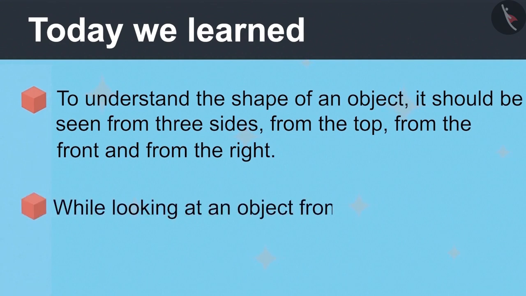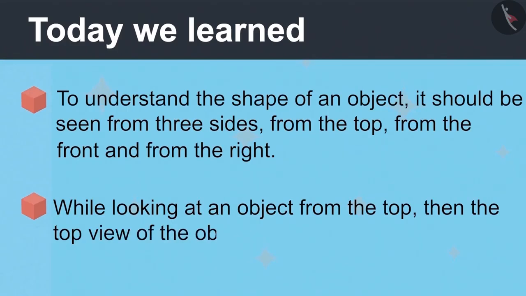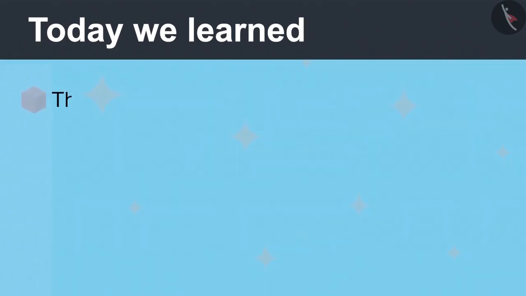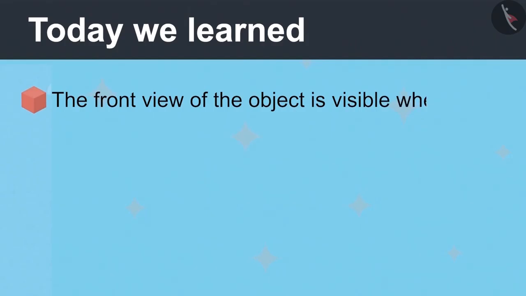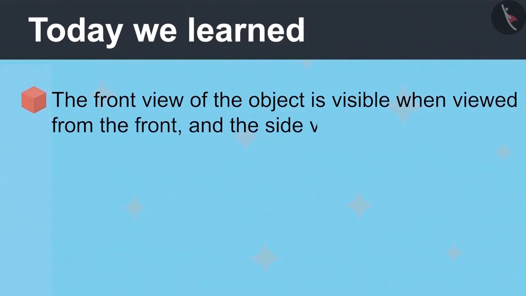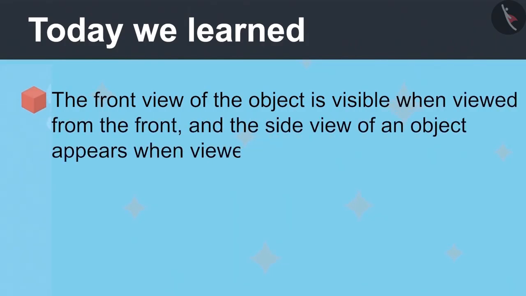While looking at an object from the top, then the top view of the object appears. The front view of the object is visible when viewed from the front. And the side view of an object appears when viewed from the right side.